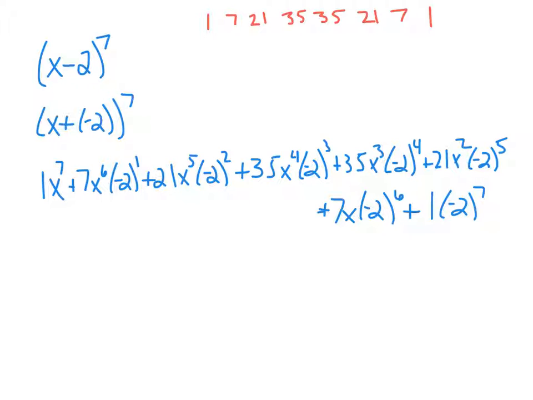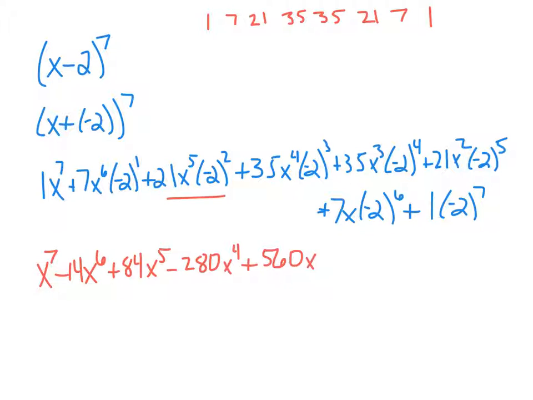And so it finally should simplify down to x to the seventh, negative 2 times 7 is negative 14, x to the sixth, right? Then we're on this term, negative 2 squared is positive 4. Positive 4 times 21 is positive 84, x to the fifth. Down to negative 2 raised to the third power is negative 8. Negative 8 times 35 is negative 280, x to the fourth. And then we keep going, and I think I've done my computations all correct, and so this is what you should end up getting. But again, just check your order of operation and watch your signs when you do this.